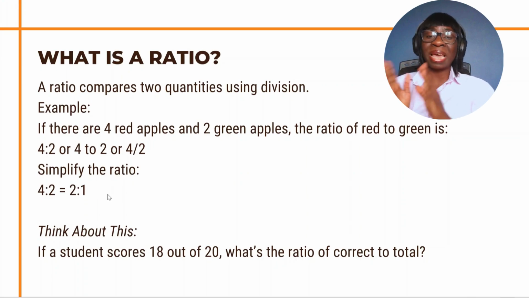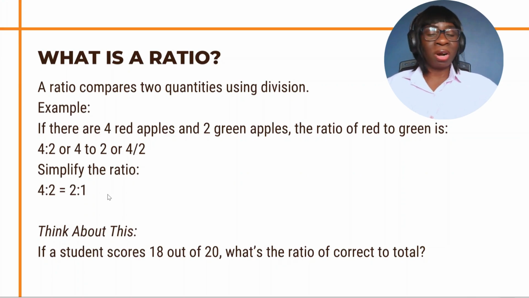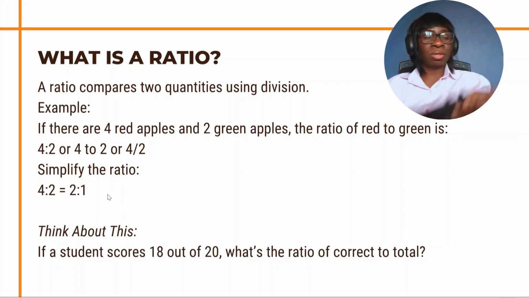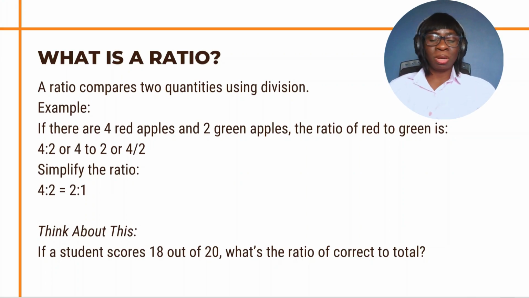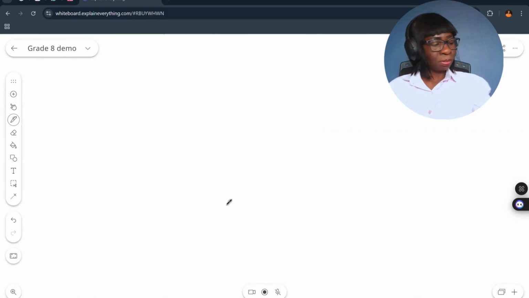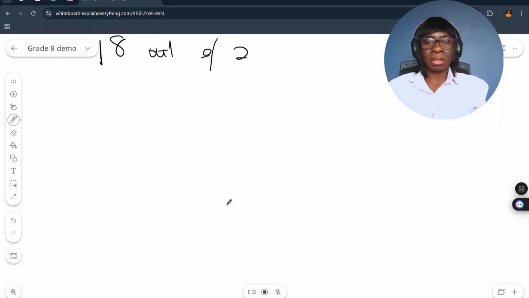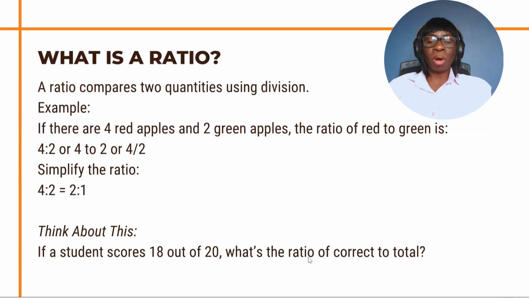So just think about this. If a student scores 18 out of 20, what is the ratio of correct to total? So the student scores, let's switch to the board. The student scores 18 out of 20. That is, I asked you a question now and I gave you 18/20. You score 18 out of 20. So 20 is the total mark, and then you scored 18. And the question now says, what is the ratio of correct to total?